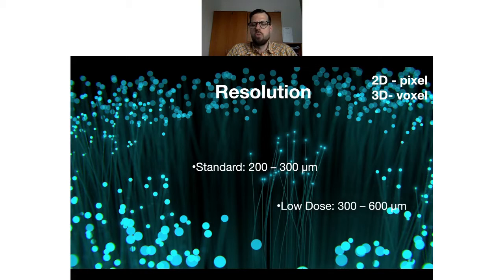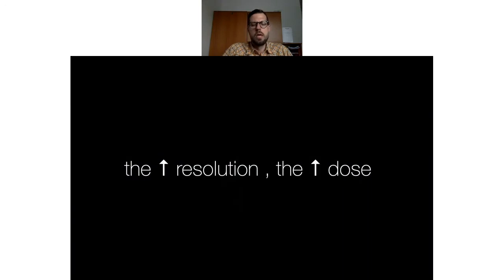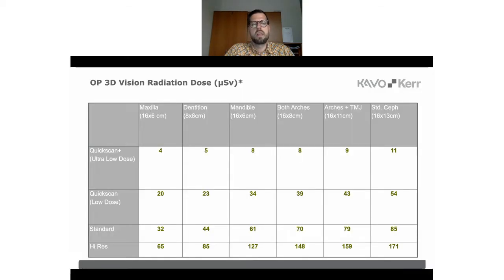Then we have a low dose, which is about 300 to 600 micrometers, and then we have a high resolution, which is between 125 and 200 micrometers. So it's like the bigger the resolution, the bigger the dose. So if we have a nice picture, then you must know that the dose was really high there.